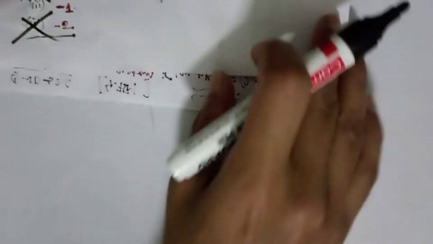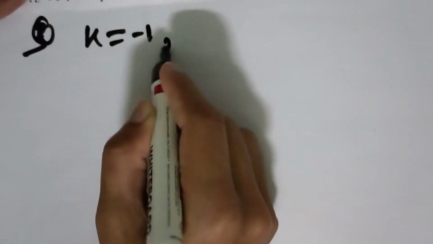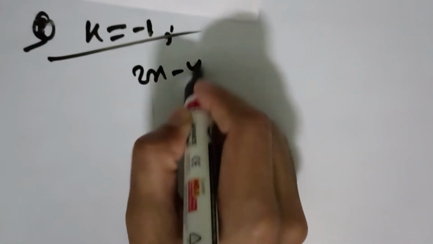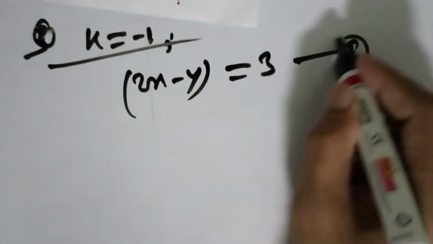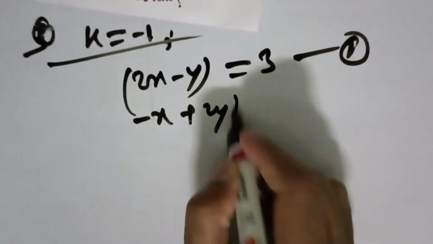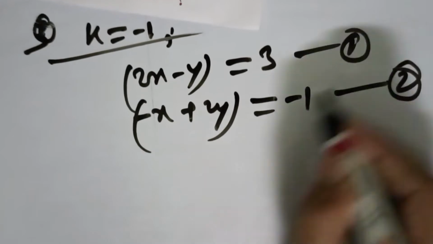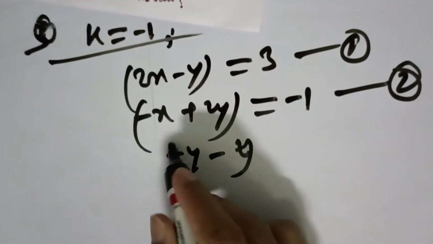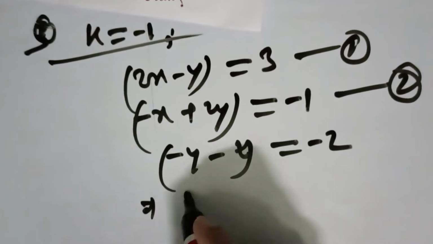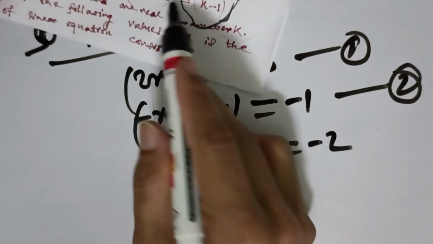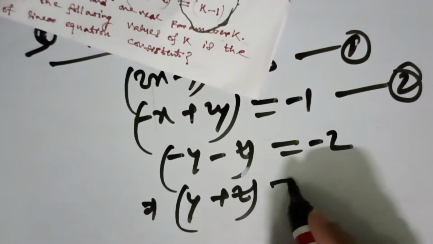Now we proceed for k equal to minus 1, and this is the last option left. Option 3, k equal to minus 1. Using k equal to minus 1, the system becomes 2x minus y equal to 3, this is the first equation. x plus 2y equal to minus 1, this is the second equation. And minus y minus z equal to minus 2, which means y plus z equals 2.